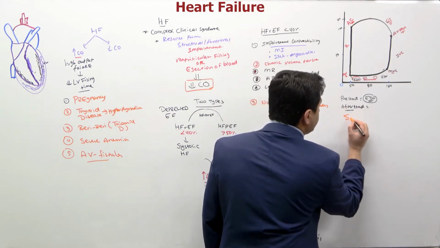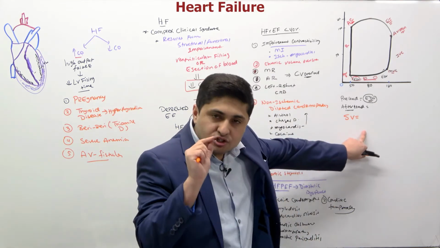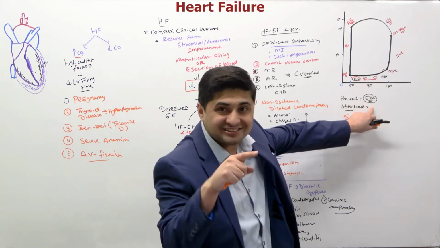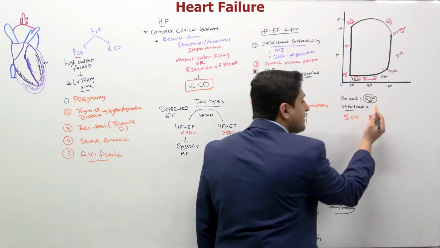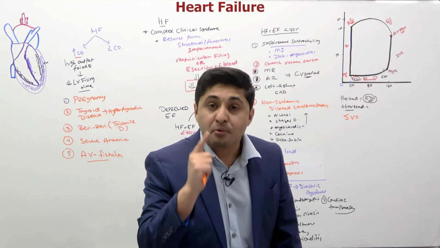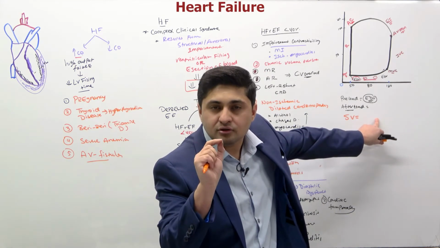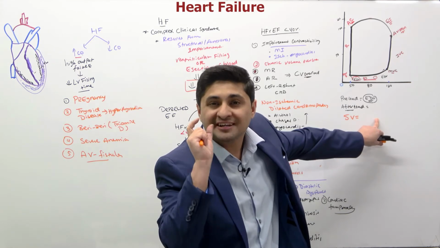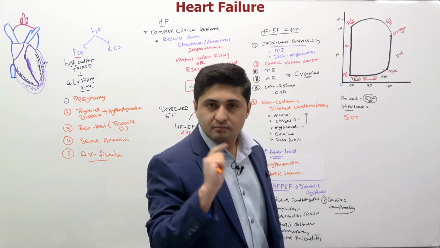Now, whenever we talk about, for example, there's a concept of stroke volume, right? What is stroke volume? Stroke volume is the amount of blood, or the amount of end-diastolic volume, that gets ejected per systole, per each contraction. The amount of blood that gets ejected out in each contraction or each systole is what is called stroke volume, right?